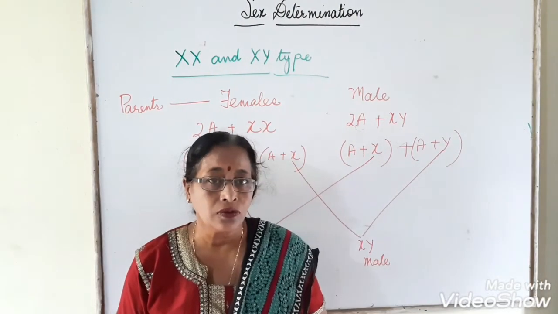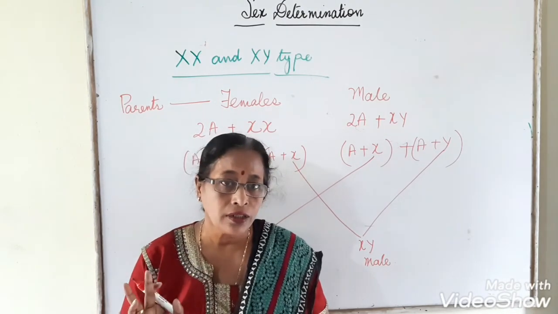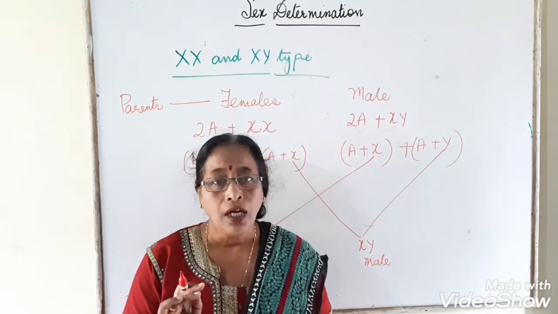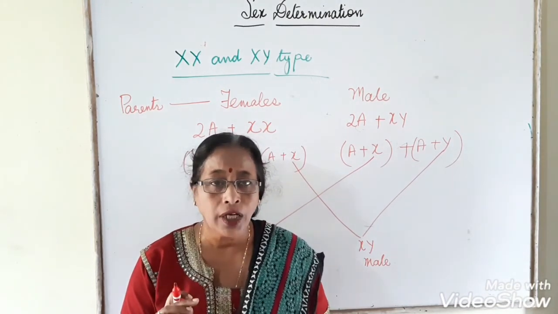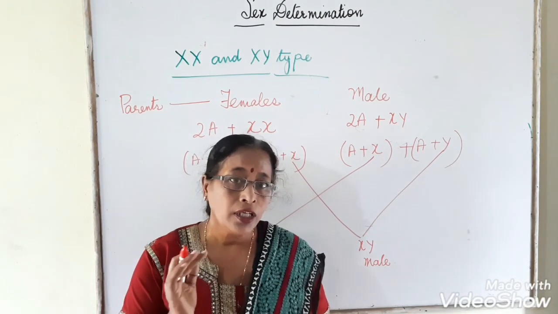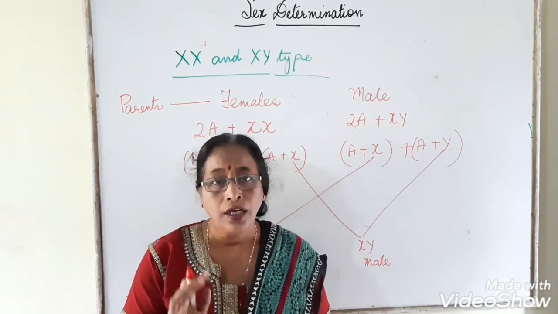In both the cases, XX and XO type and XX and XY type, we have seen that the females are homogametic and the males are heterogametic. In the next class, we will see cases where the males are homogametic and the females are heterogametic.